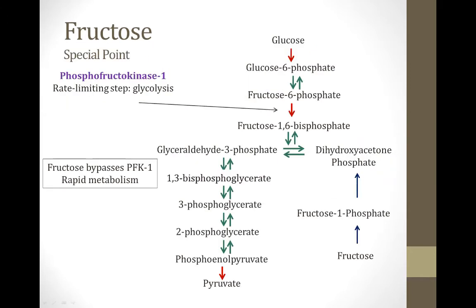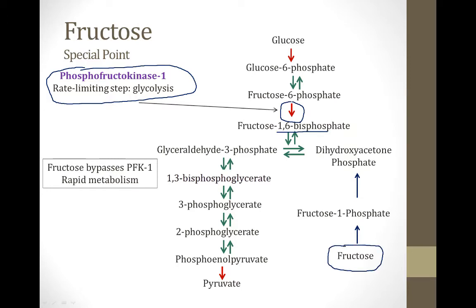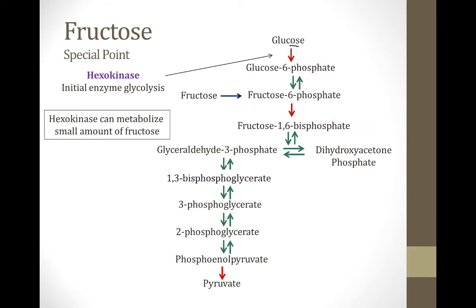A couple of special points about the metabolism of fructose. This step right here in glycolysis, the conversion of fructose 6-phosphate to fructose 1,6-bisphosphate, is the rate-limiting step of glycolysis. It's catalyzed by the enzyme phosphofructokinase 1. Note that fructose enters the glycolytic pathway beyond this point. This means that the metabolism of fructose is going to be very rapid, faster than either glucose or galactose. Both glucose and galactose enter this pathway up here. They have to get through this rate-limiting step, which is a bottleneck, and thus their metabolism is slower than fructose on a relative basis.